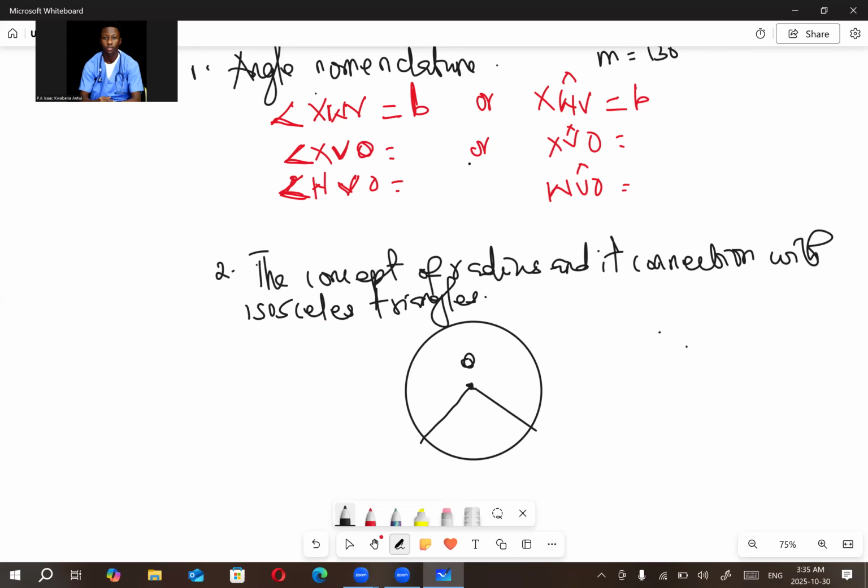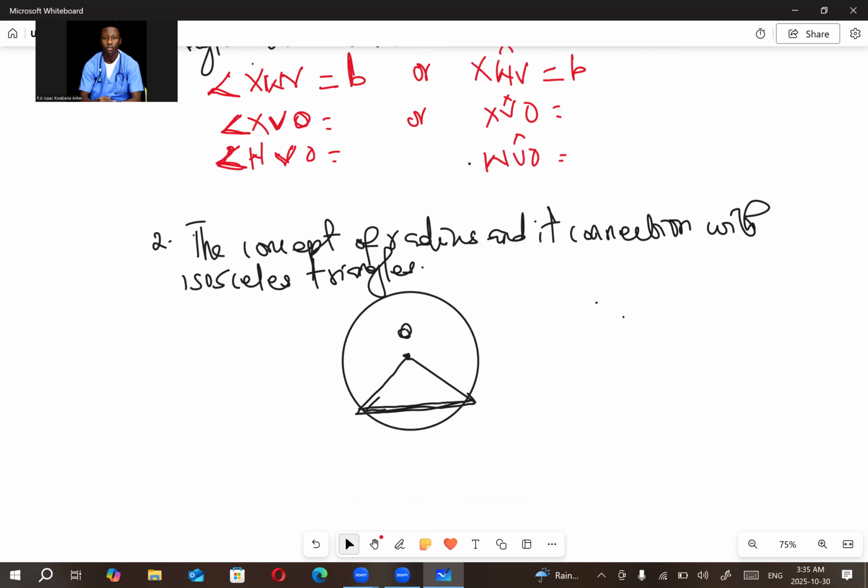Right. Now, when you have two radii, okay, like this, think of closing it. It forms a triangle, right? Now, this triangle is called an isosceles triangle. Do you know why? What's an isosceles triangle? It is a triangle with two sides equal.